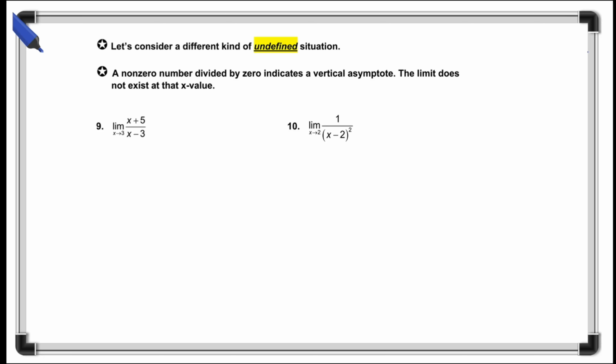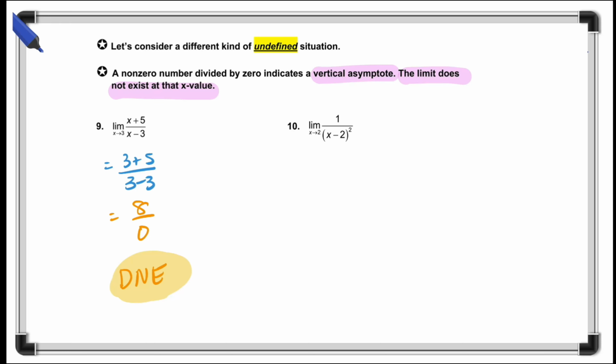Okay, so there is also another kind of undefined situation. When you have a non-zero number divided by 0, that indicates a vertical asymptote. So you need to know that the limit does not exist at that particular value. So if we were to substitute, you have 3 plus 5 over 3 minus 3. You're going to get 8 over 0. So here, not defined, so the limit does not exist.